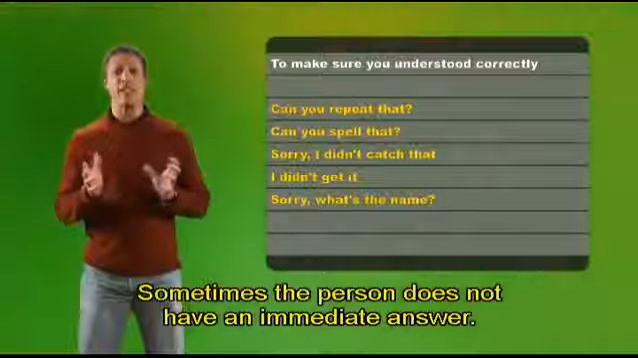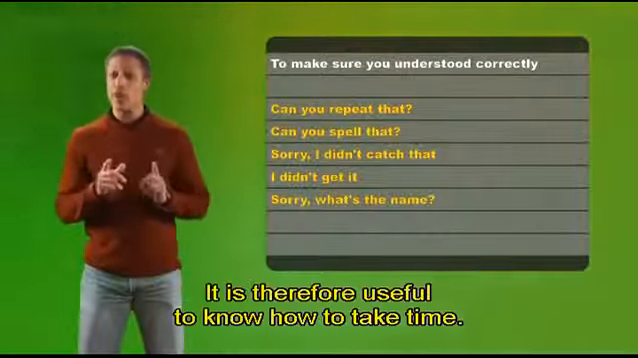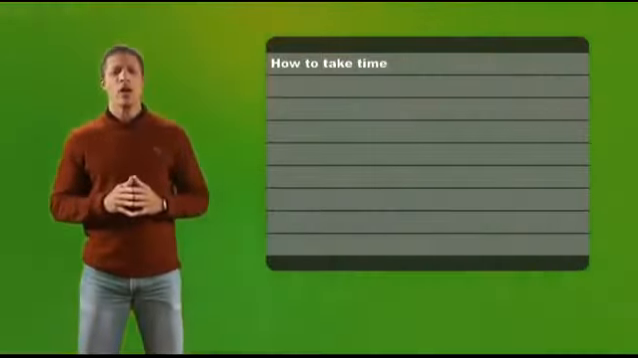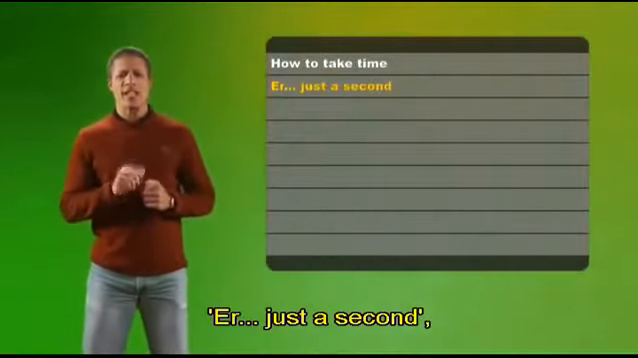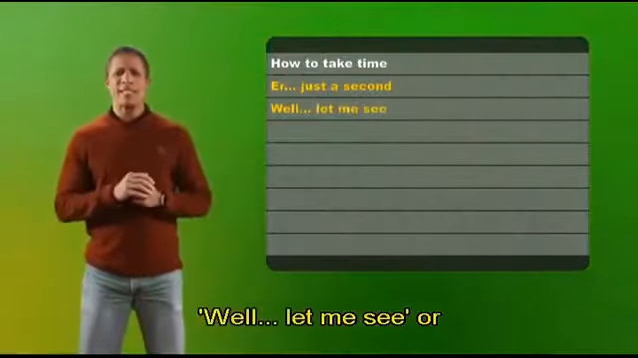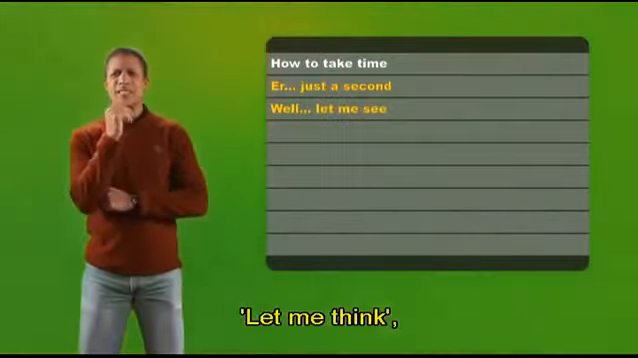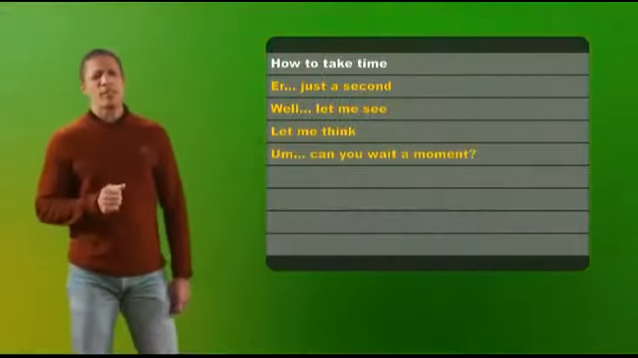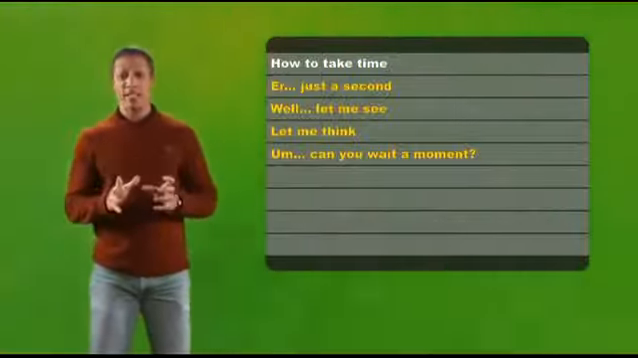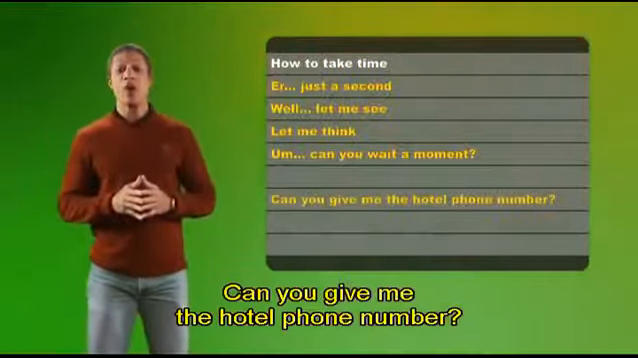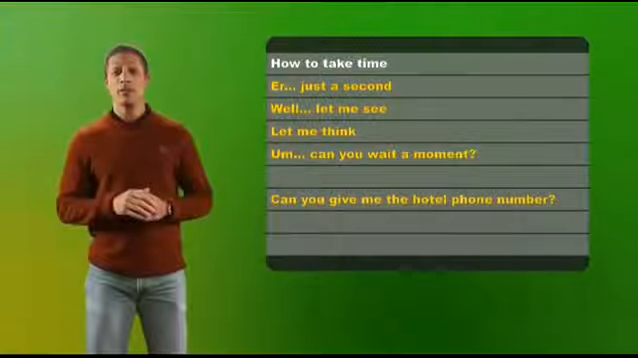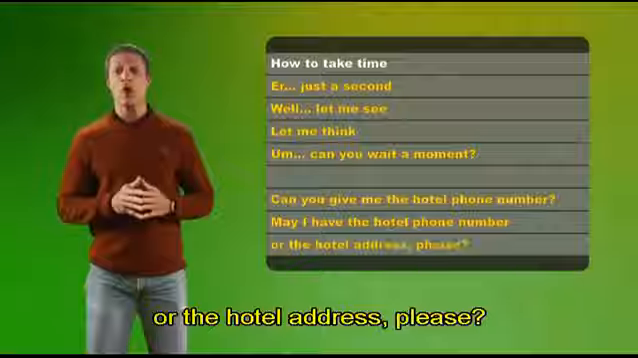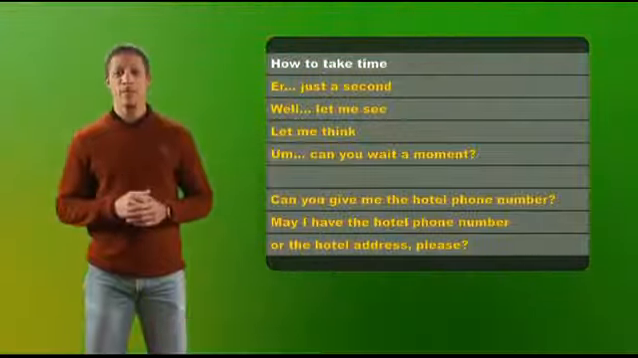Sometimes the person does not have an immediate answer. It is therefore useful to know how to take time. For example, just a second. Well, let me see, or let me think. Can you wait a moment? Adriana asks, can you give me the hotel phone number? You can also say, may I have the hotel phone number or the hotel address, please?